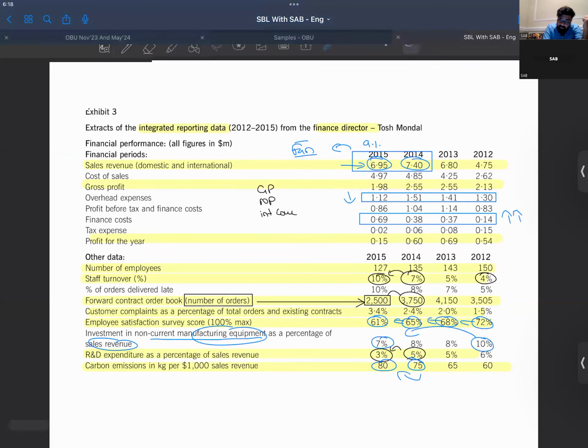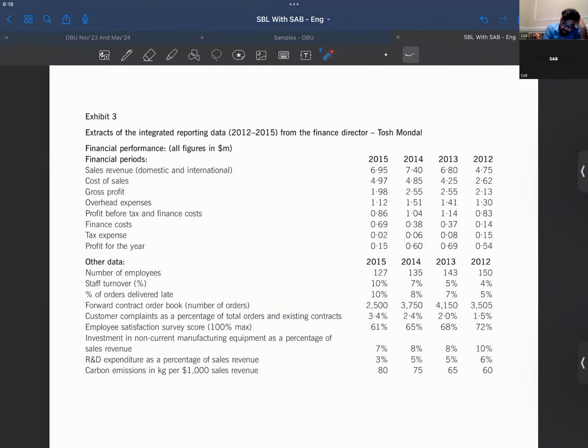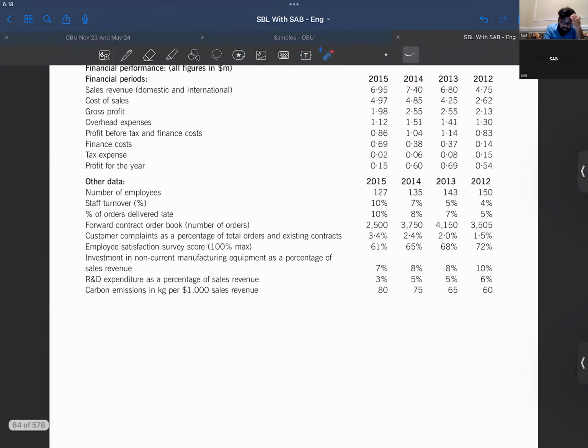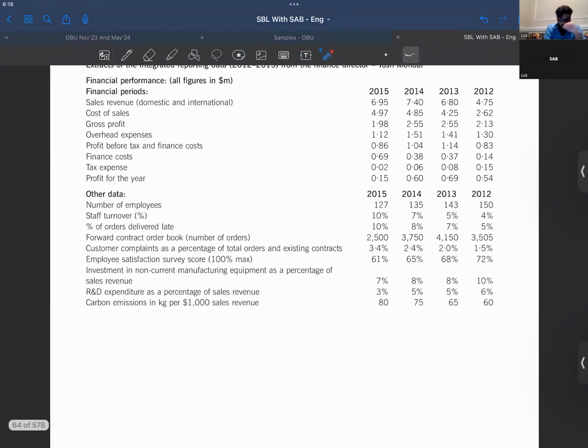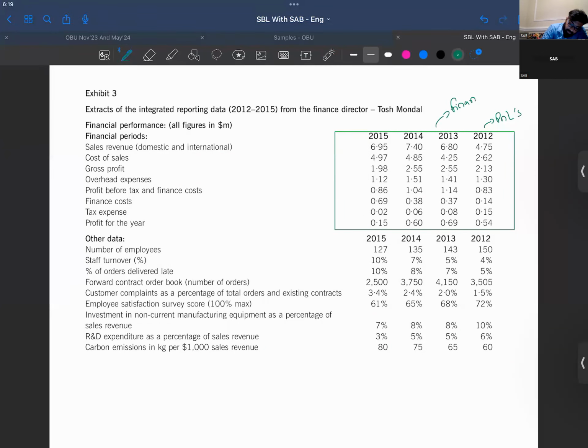Now, exhibit 3. Now, exhibit 3, what's that? See, integrated reporting data. I told you this totally belongs to your integrated reporting related work, financial periods. Here's the revenues, the cost of sales, the gross profits, the expenses, PBT, PAT. So I'll say it's kind of a P&L, right? Or we could say it's kind of financial capital, right?